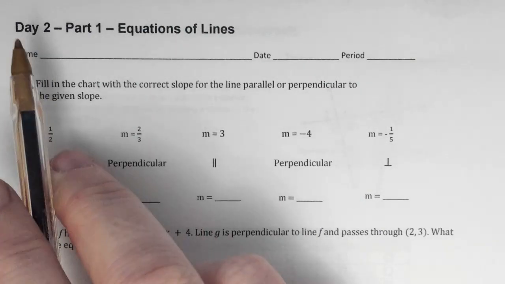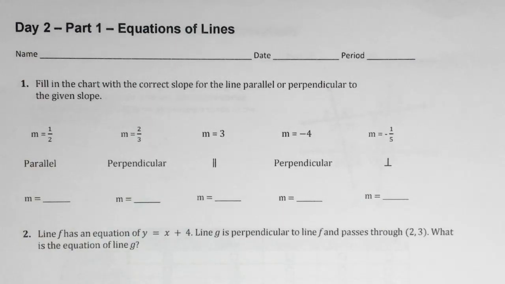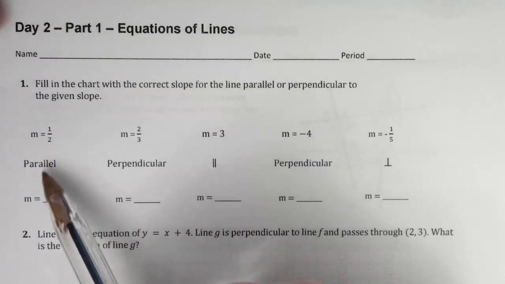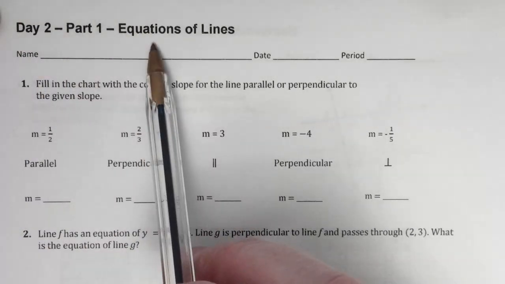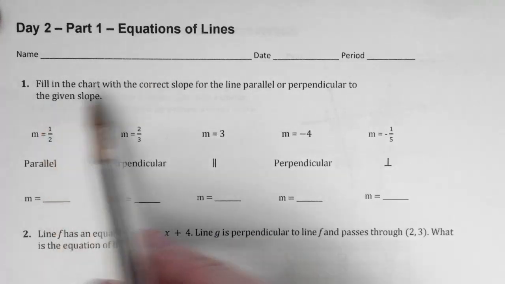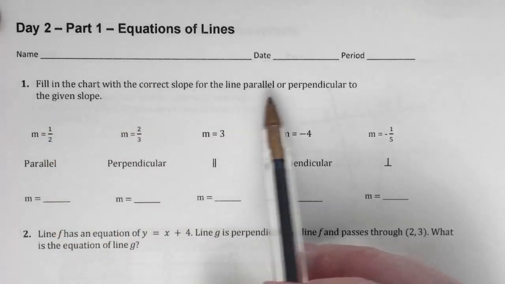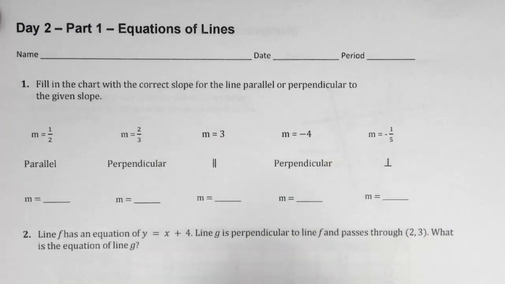Today we are going to be doing day 2 of our end of course exam review. All right, so let's just get started. We are doing equations of lines. Fill in the chart with the correct slope of the line parallel or perpendicular to the given slope.